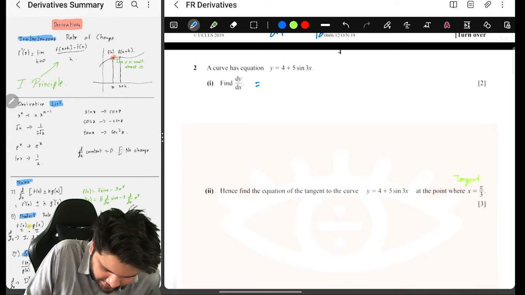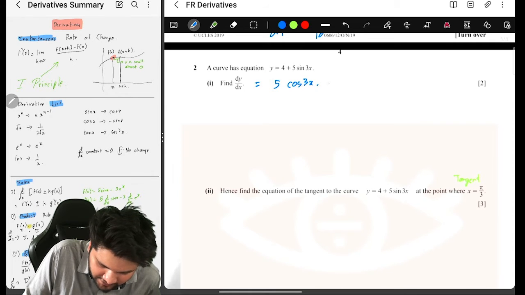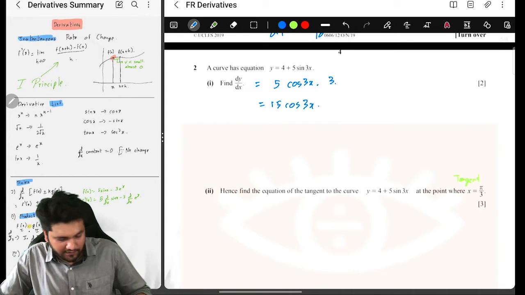So dy by dx: the derivative of a constant is 0, so 0 plus 5, the constant outside. The derivative of sine 3x is cos 3x into the derivative of 3x, which is nothing but 3. Chain rule again, which gives 15 cos 3x. Very simple. I mean, why are they giving 2 marks for this?